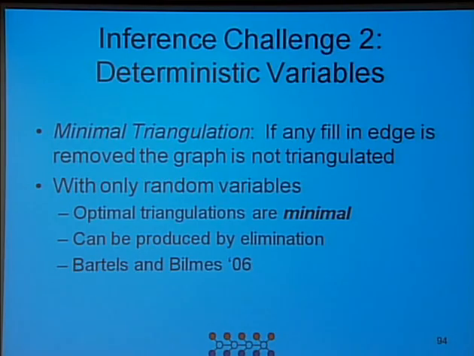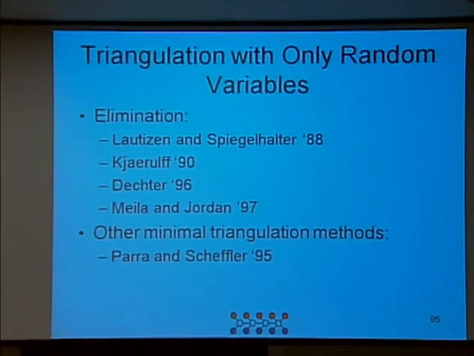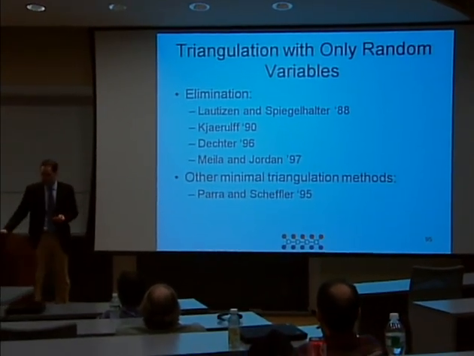And for those of you who know the elimination algorithm, these particular triangulations can always be found using the elimination algorithm. I think this was assumed in a lot of places because there are lots of papers that use the elimination algorithm to find triangulations, but as far as I know, we provided the first proof of this. Like I mentioned, there's a lot of work on using elimination to find triangulations. You can read all these papers. And then there are other methods that aren't elimination-based, but they also find minimal triangulations, such as the Parra and Scheffler paper that uses minimal separators.